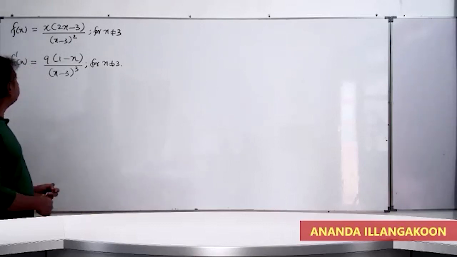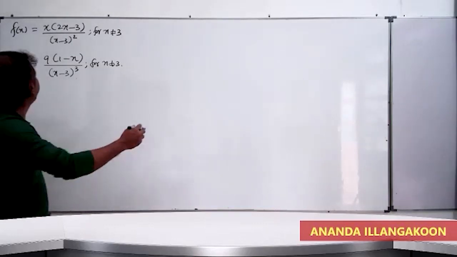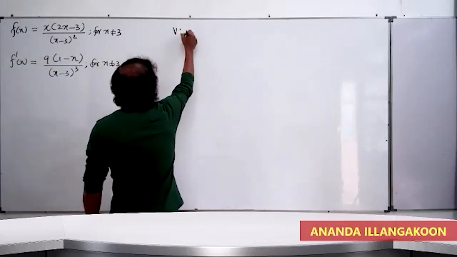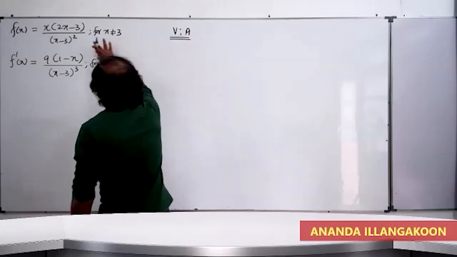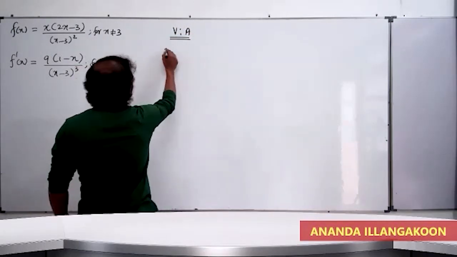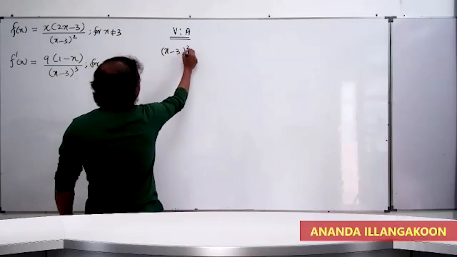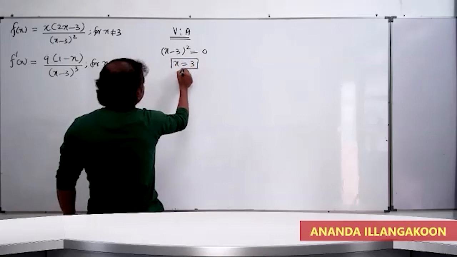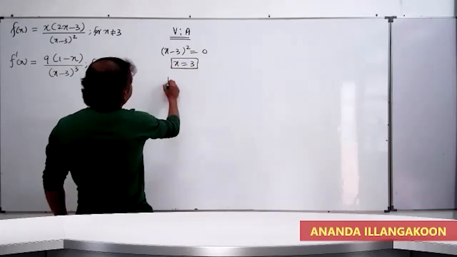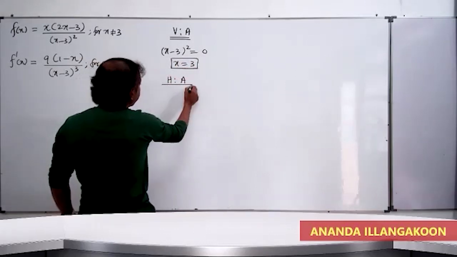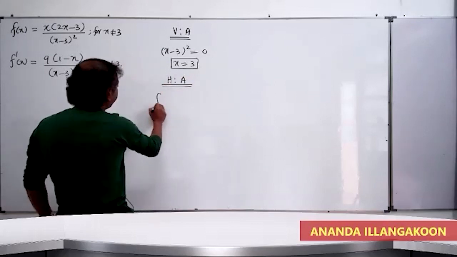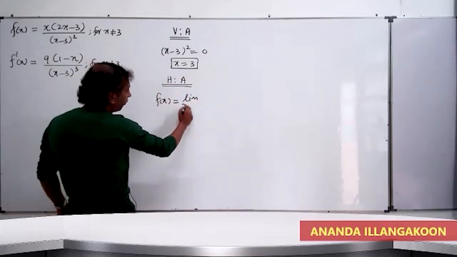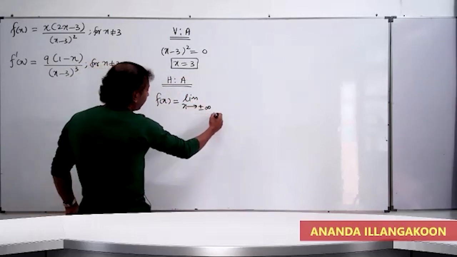Right. Now, next one, you can write: for the vertical asymptote, the denominator must be 0, no people. (X minus 3) to the power of 2 should be 0. X is 3. Horizontal asymptote: take the limit. Though you put y here, never mind. X tends to plus or minus infinity.